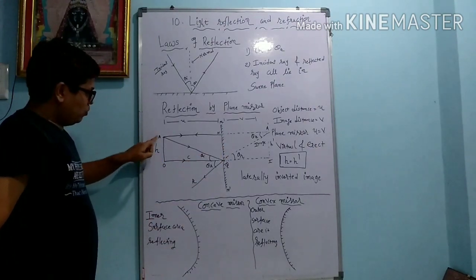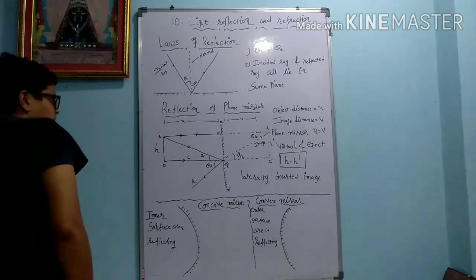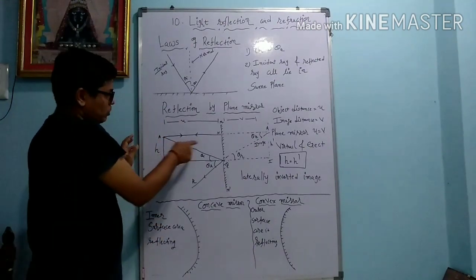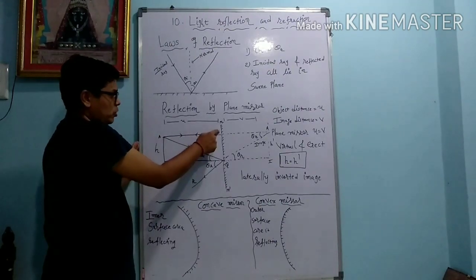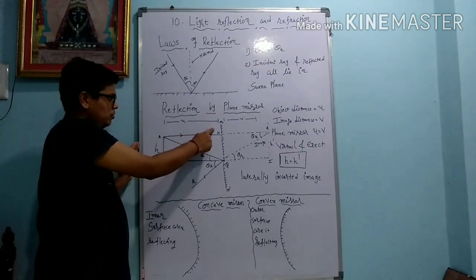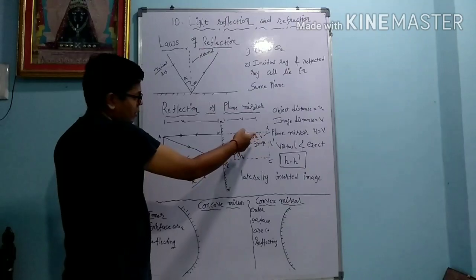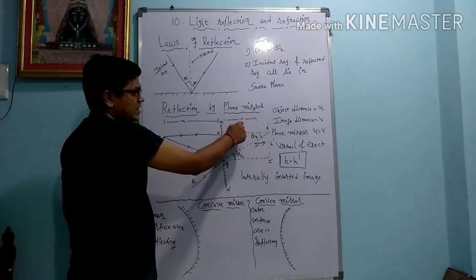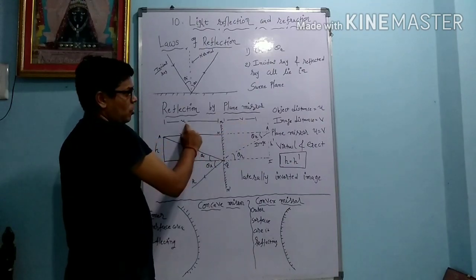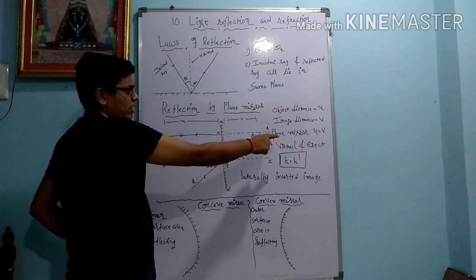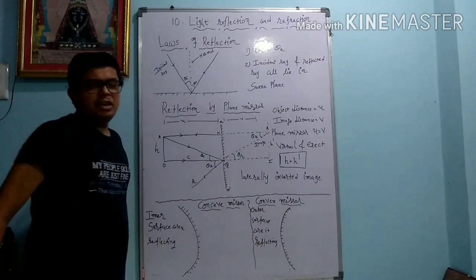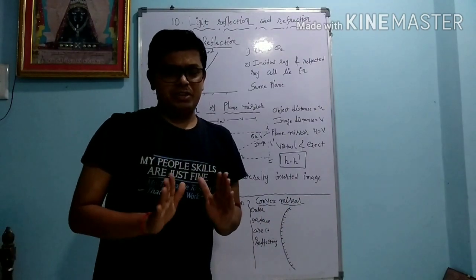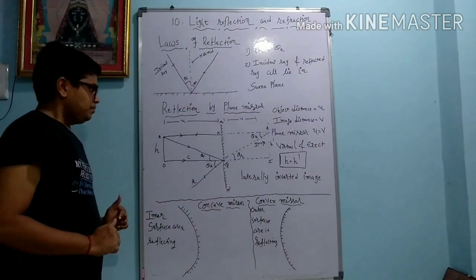Whenever you are standing in front of a mirror, you are AO, and whatever the distance is, that is called u. Object distance is called u, and in the mirror whatever image is obtained, that is A dash I, and its distance is v. Always remember that in the plane mirror, u equals v, image distance equals object distance.